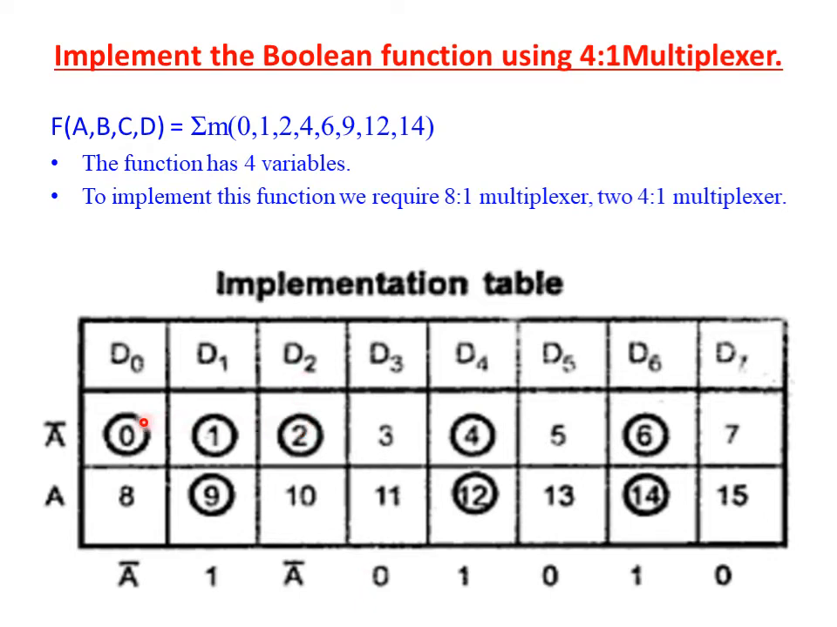Here only 2 is grouped. The corresponding input is A bar, so A bar is written here. Here both are grouped, so answer is 1. Here only the 0 is grouped, so corresponding input is A bar, so A bar is written. So similarly we found the inputs for the multiplexer first.